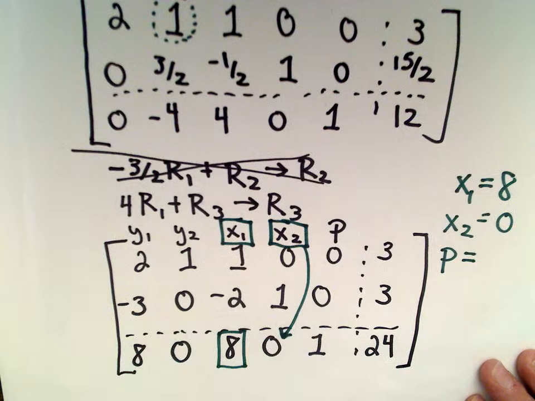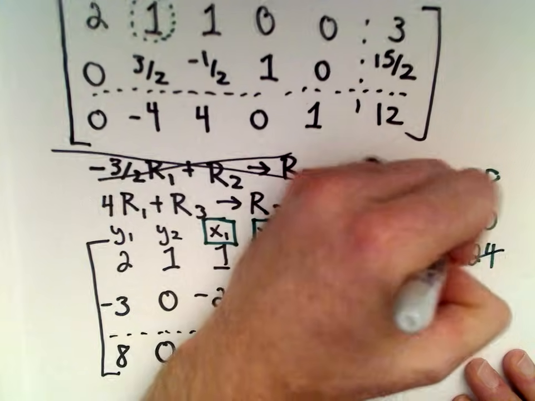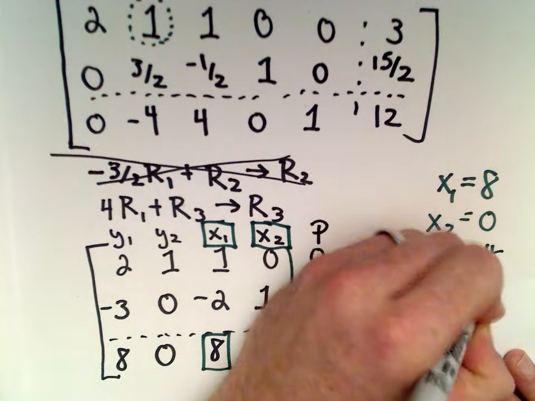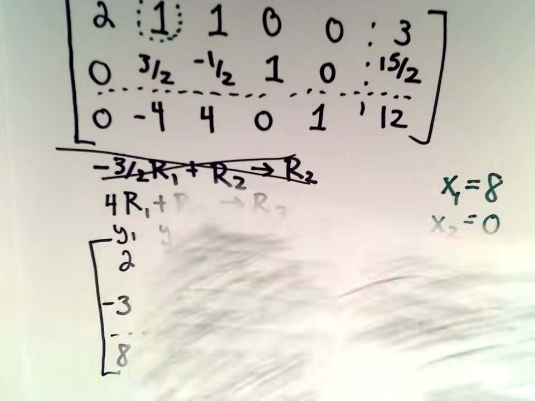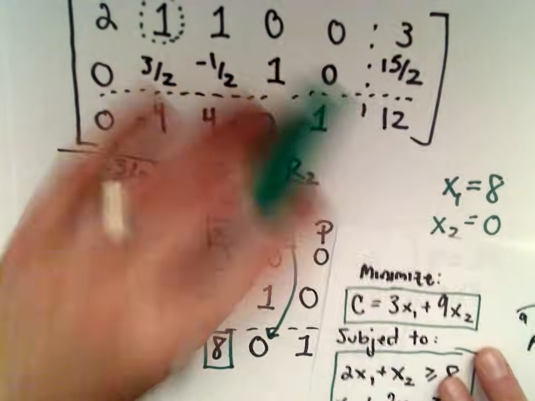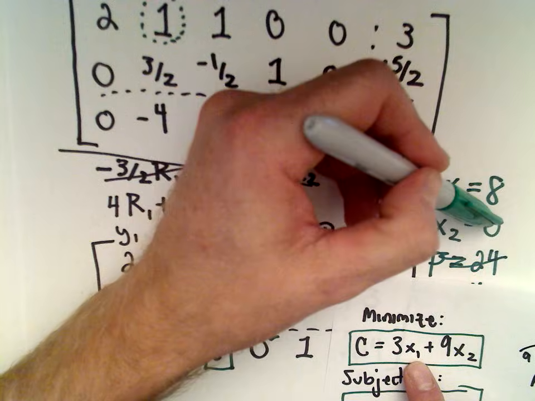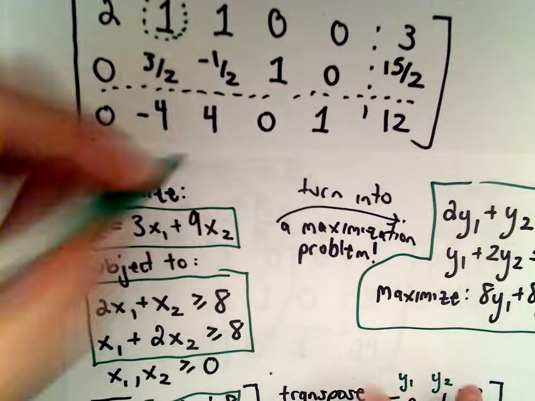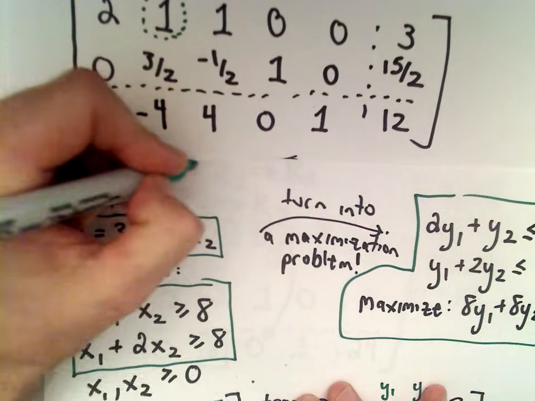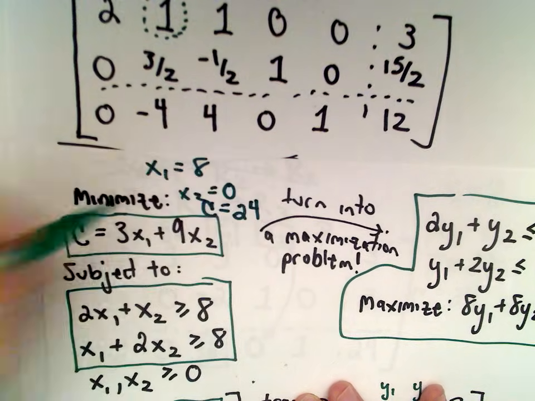And now the profit, P, that's going to be equal to the number in the bottom right corner. So, okay, instead of P, it also turns out that that's going to be the same thing as the minimization, which we labeled as C. So that's now going to be our solution to this original minimization problem. It says you're going to have a minimum when x sub 1 equals 8, when x sub 2 equals 0, and your minimum value is going to be 24. So that's going to be the solution in this case. So x sub 1 equals 8, x sub 2 equals 0, and the minimum that we attain is going to be 24. And that is the end.